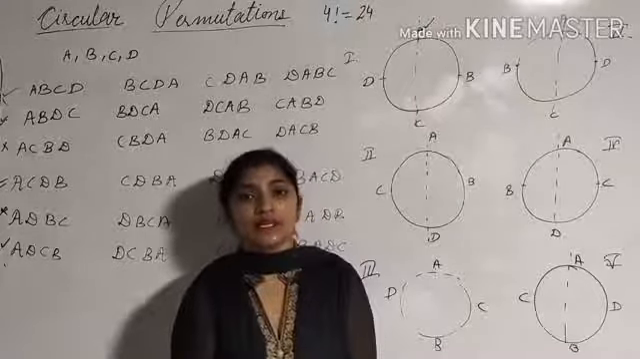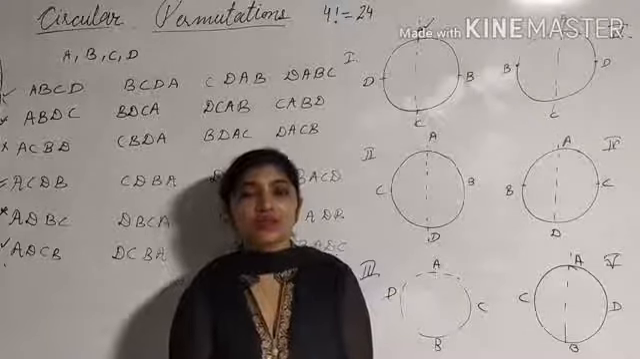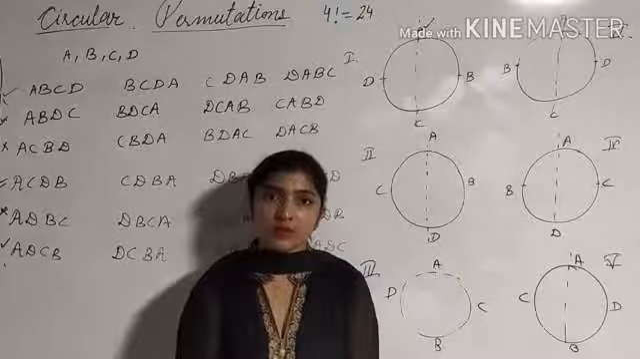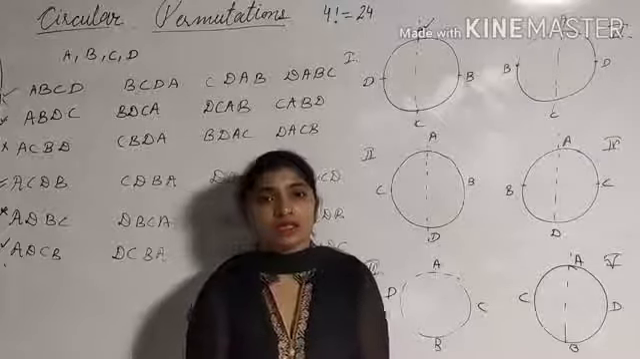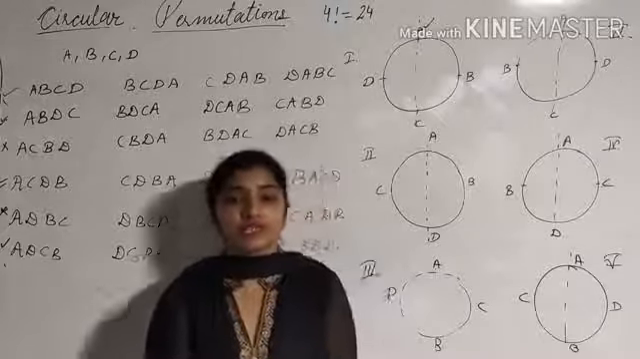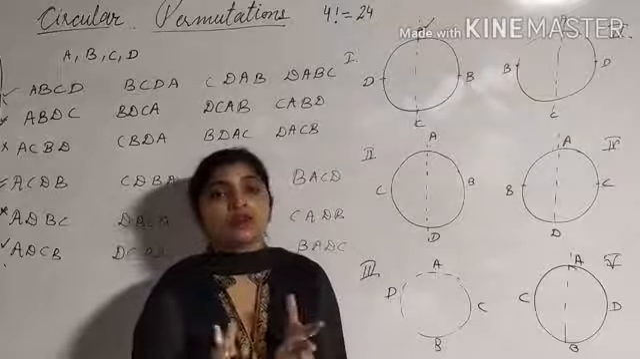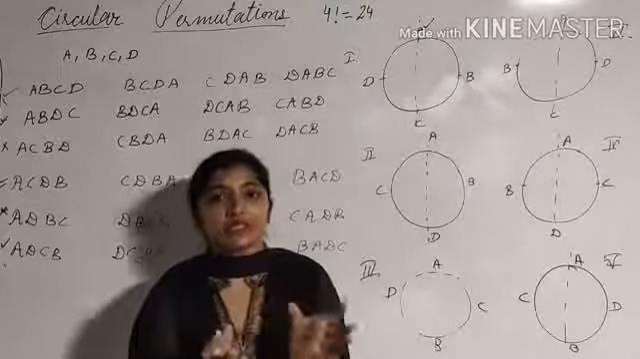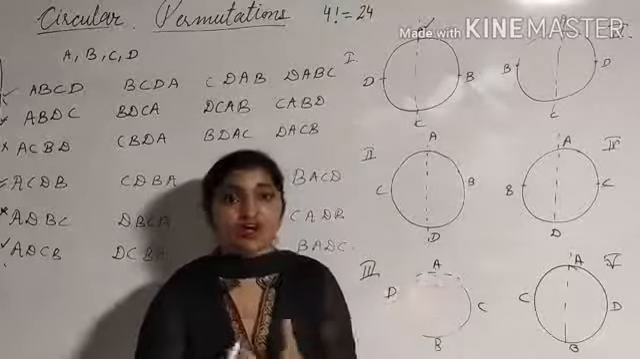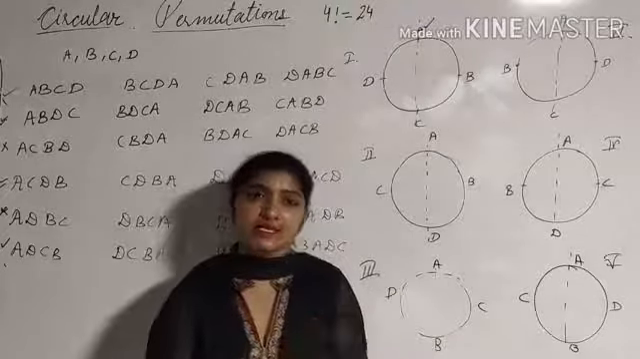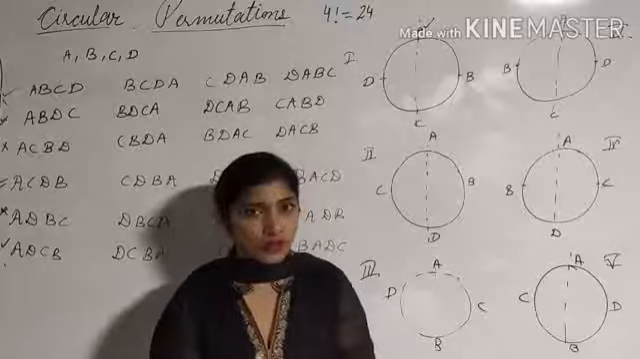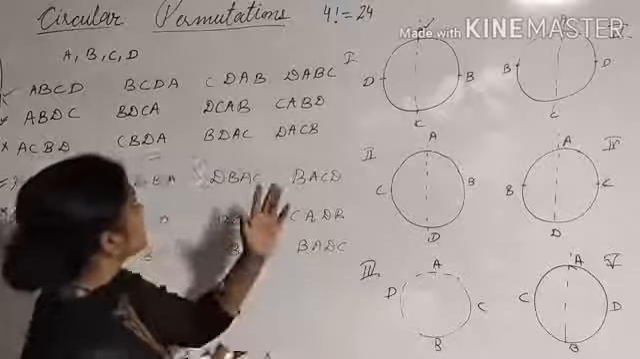Students, in today's lecture, we are going to study circular permutations and combinations. To study circular permutation, what does it mean? Circular permutation means that we have to arrange objects or persons or things in a circle or around a round table.